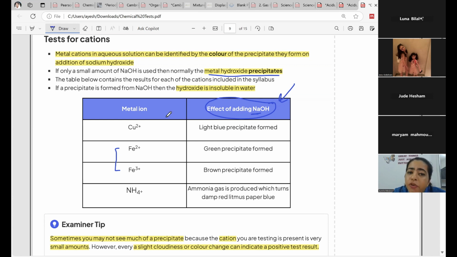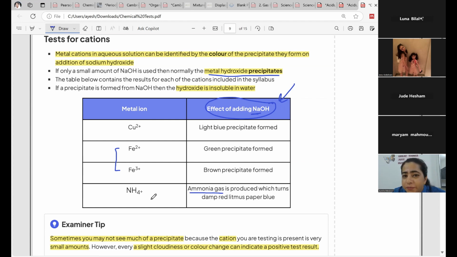If you add sodium hydroxide, it is giving you a brown precipitate. What can be the cation? It means it is going to be iron 3. If you add sodium hydroxide, it produces bubbles. What can be the cation? Only one cation, NH4 positive, is producing ammonia gas, which will give bubbles. So it means ammonium ion is there.